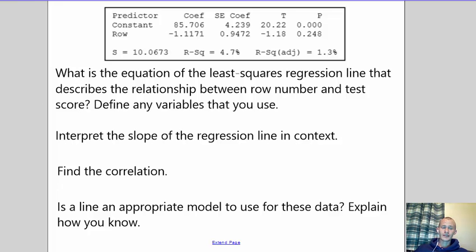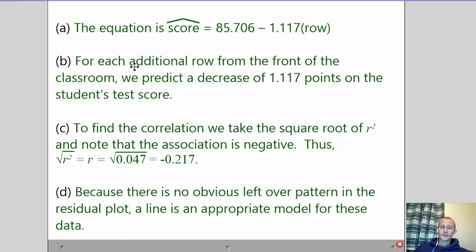Putting those two together, we can write our equation in slope-intercept form. It looks just like here for letter A. When we write our equation, we can use the variables, in this case score and row, to represent our inputs and our outputs. Because we're inputting the row number, we're predicting the score. You can also use x and y. If you choose to use y hat and x, you need to define those below.